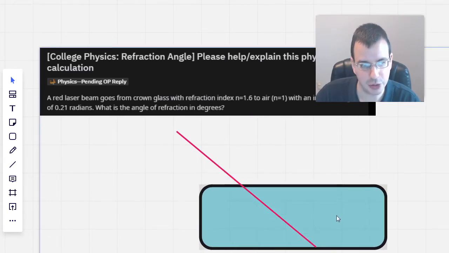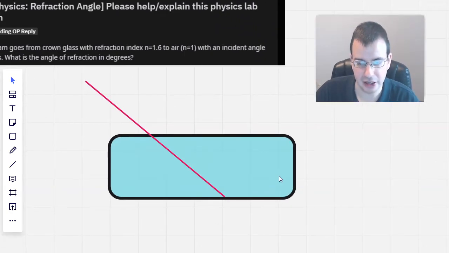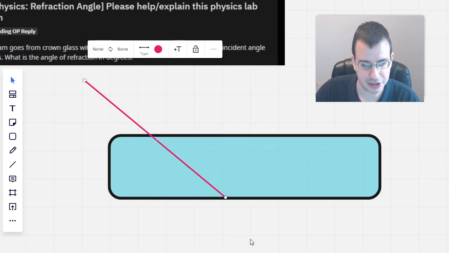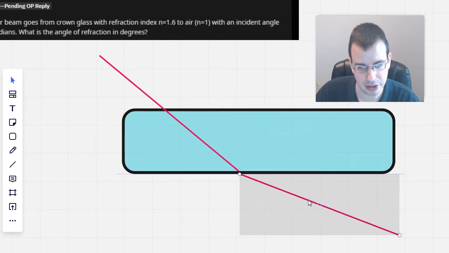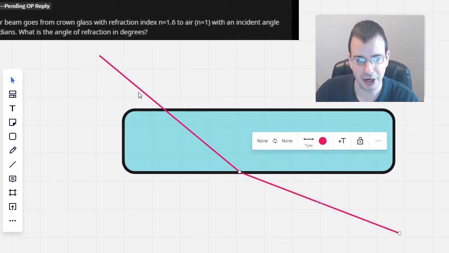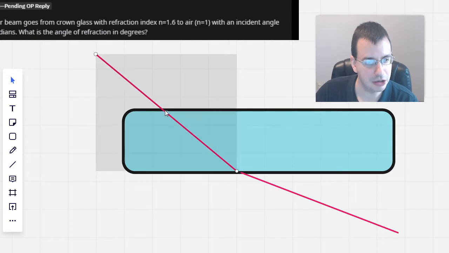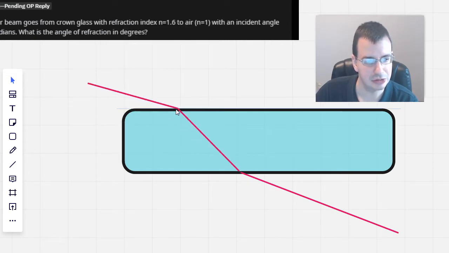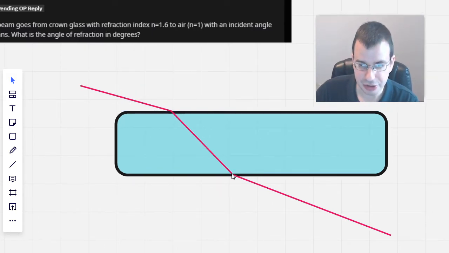The idea here is we have a red laser that goes here, and then from this point, it will bend. I'm going to draw the direction that it bends a little bit, like that. Now this part up here isn't exactly true because it would bend as well when it came out. But the only part we're interested in is right here.